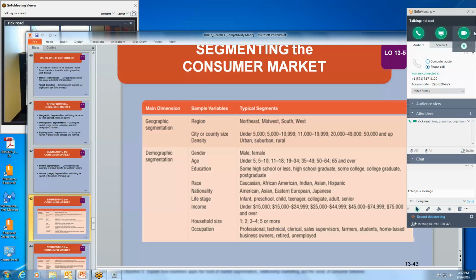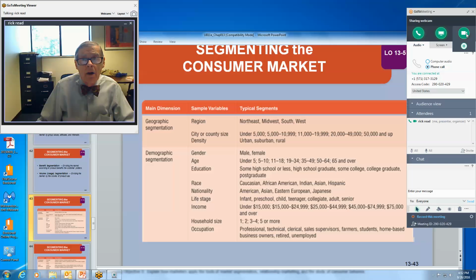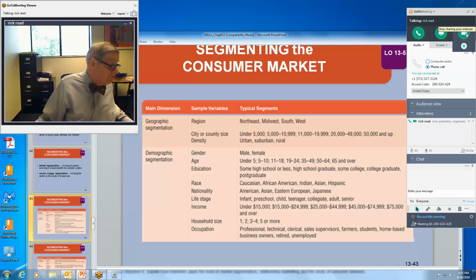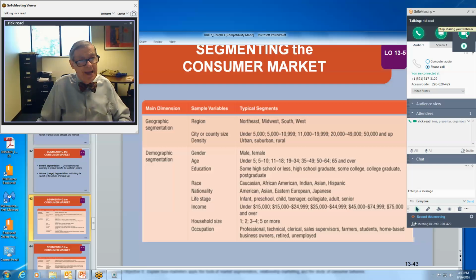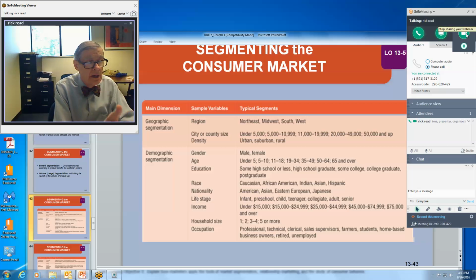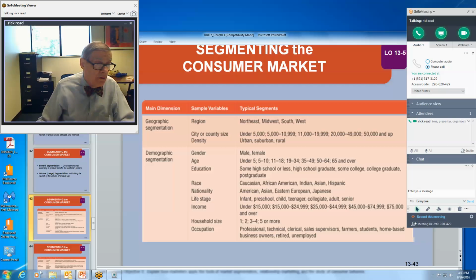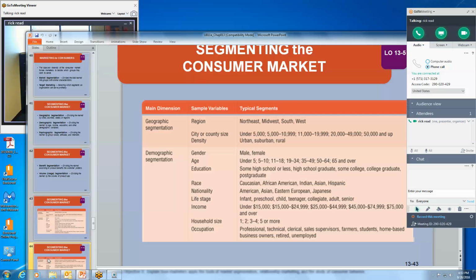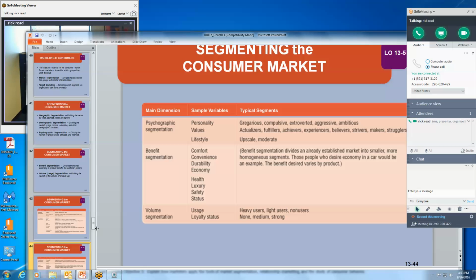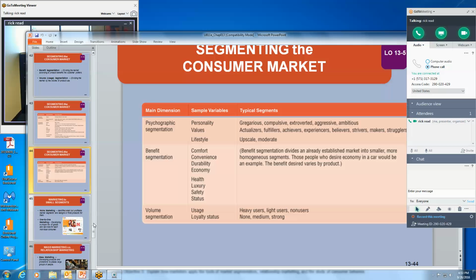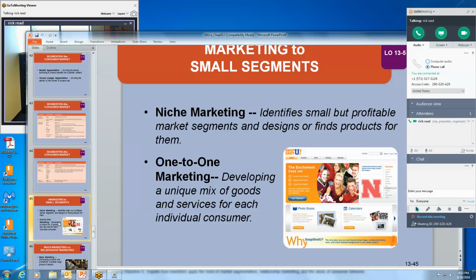Now, segmenting the consumer market, which we can see here in figure 13.6 in the text, talks about different things that we've already talked about, and I'm not going to go into that. You can read this in the text for yourself. But there should be some lecture notes about it as well, and we have already discussed that. And this again is more on the consumer market, and we're not going to discuss that any more than what we already have.